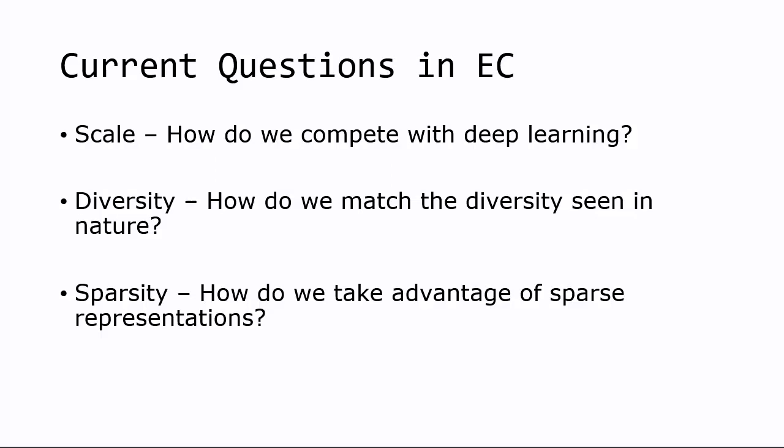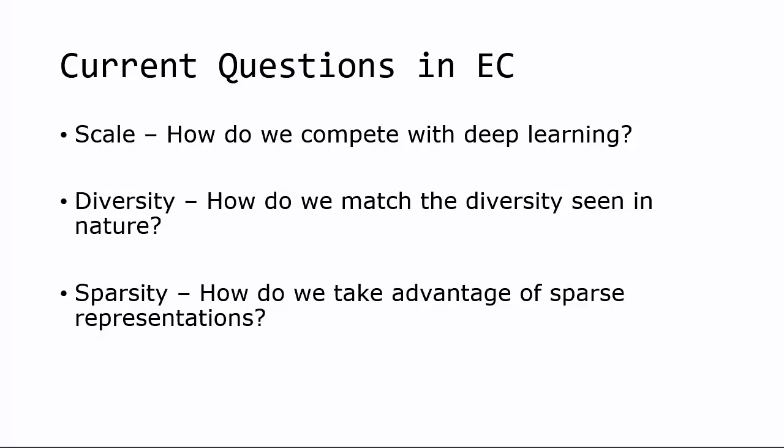So the first thing is scale. How do we actually compete with deep learning? The deep neural networks we have in machine learning can have millions and millions of parameters, and it's super hard to evolve something that long, because that theta is going to be massive, and it's going to be hard to do crossover and mutation that make sense. Things like HyperNEAT are a good step in the right direction, because you can use a small neural network to encode a big neural network, and that big neural network can do the task that you want.